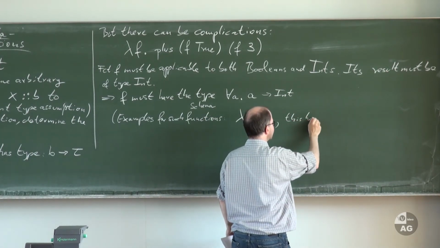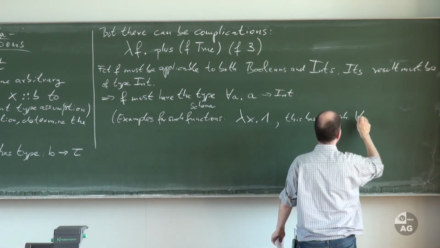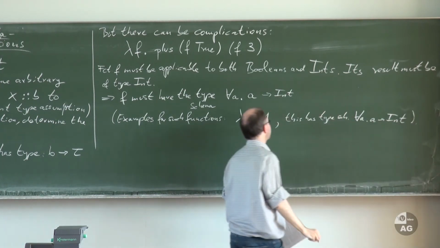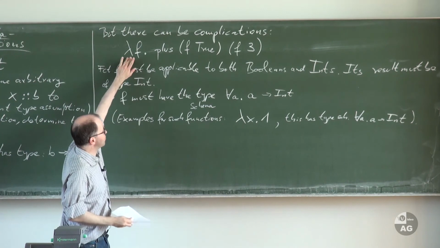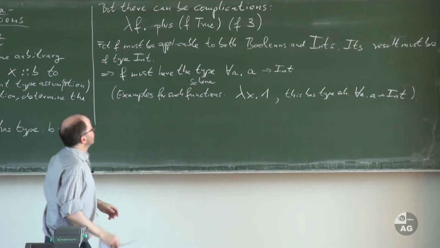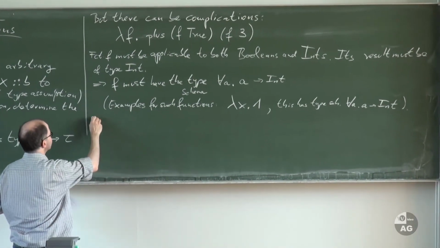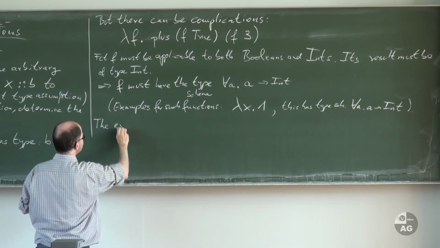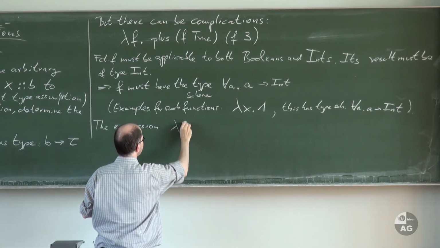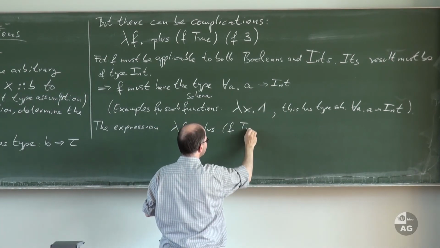So this really has the type schema for all a dot a goes to int. So yes, such functions do exist in Haskell. And if I apply this term up there to this thing, everything will work well, and I get the number 2. But now what is the type of this big expression up there? The expression up there, lambda f, plus f true f3.